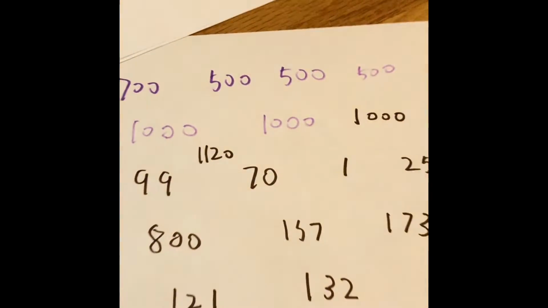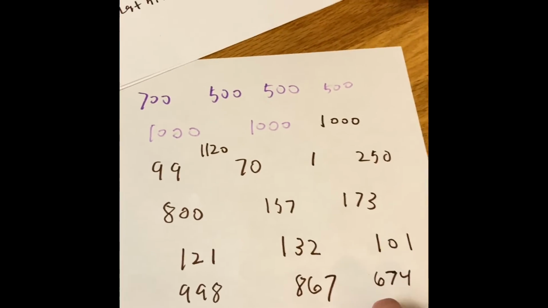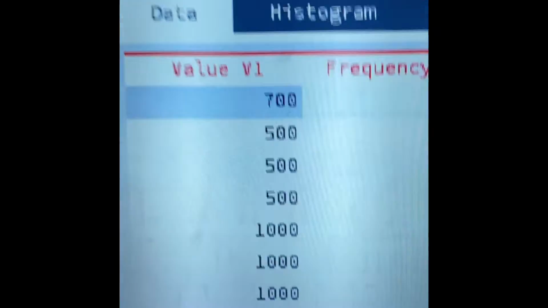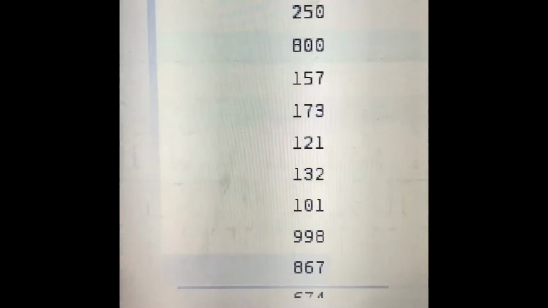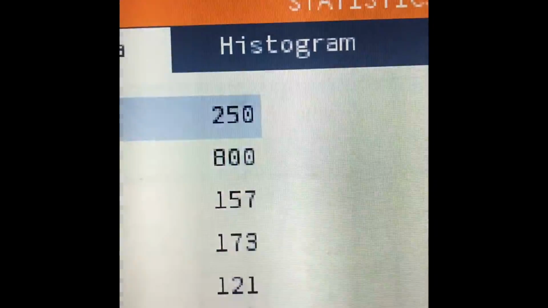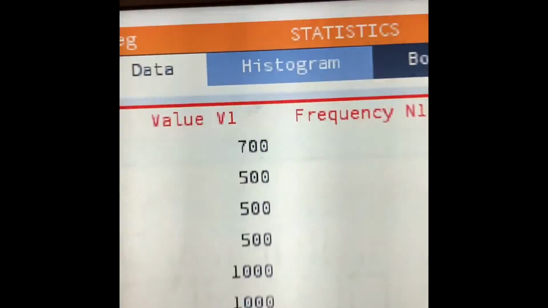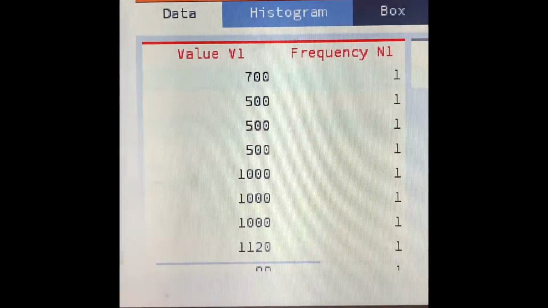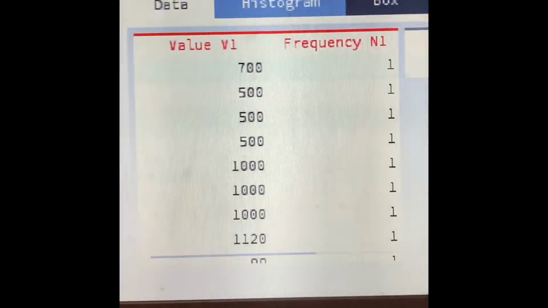So here, we put every number we have that is on this piece of paper into our calculator, NumWorks, and we have a lot of them. So what we're going to be doing is taking a look at the histogram and seeing what the majority score is on the game Big Brain Academy.